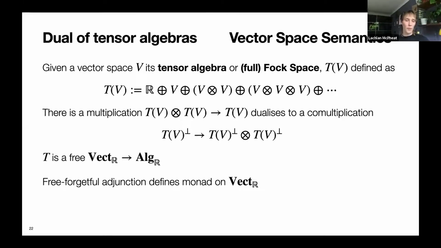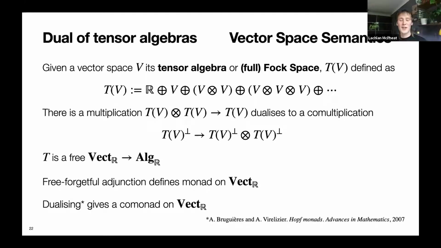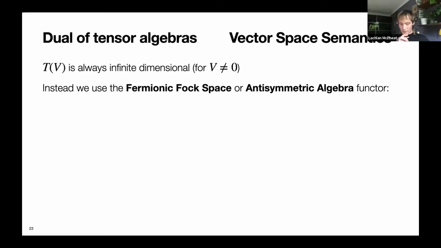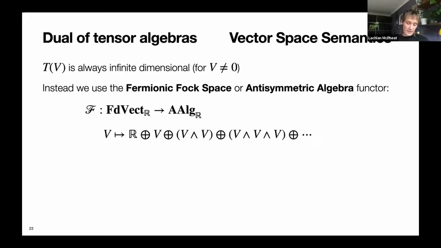We're looking for a comonad, and we can get one by dualizing, according to the Brigier and Verlaisier Hopf monads paper, which is super nice. So we have a comonad on Vect, and on things that you apply the comonad to, you have co-multiplication. So we have all the setup that we want, but obviously T of V is infinite dimensional for any sort of interesting vector space. So we have to restrict ourselves. We do this by, instead of using T, applying a fermionic Fock space functor, or antisymmetric algebra functor, or if you like Lie algebras, the Grassmannian algebra functor, defined almost identically, but we replace the tensor product with the antisymmetric tensor product.